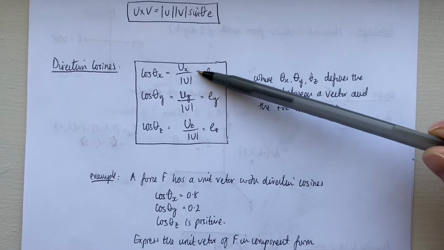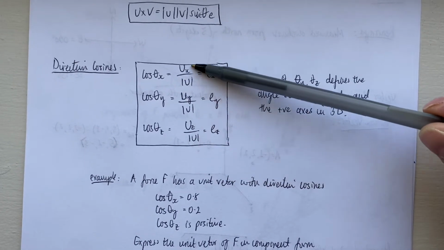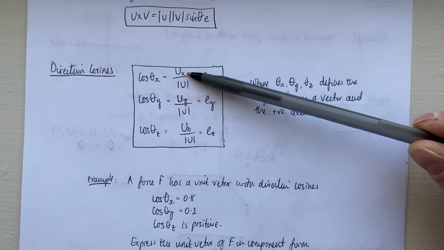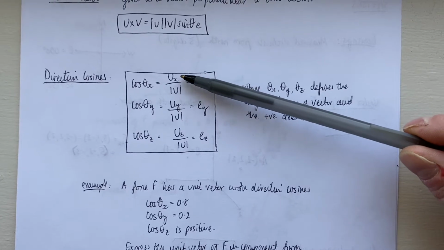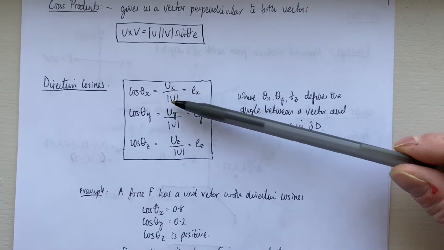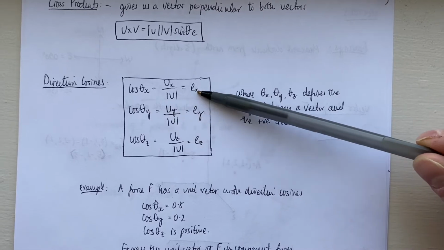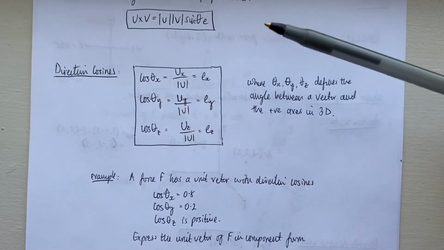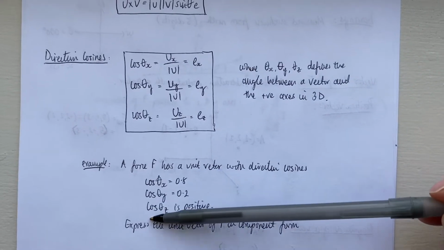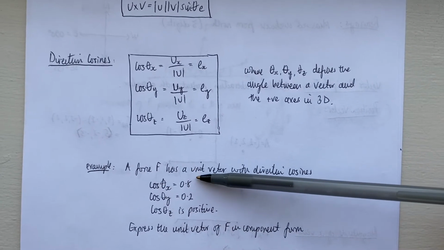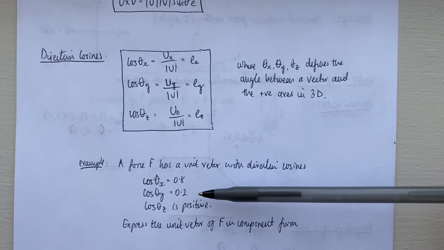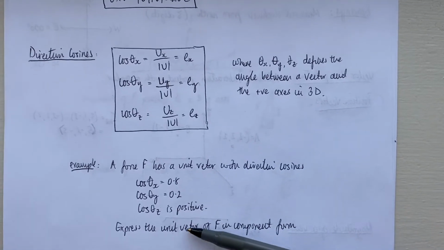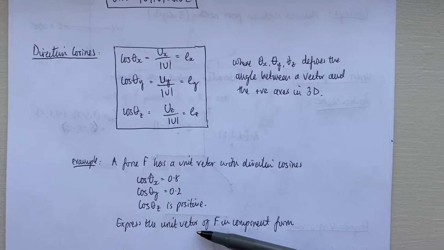So you recall this is how we found the unit vector before, right, where we take the vector and divide it by its magnitude. That gives us a unit vector. It also gives us a direction cosine, right? So this is already telling us something about the unit vector. And the question is to express the unit vector in component form.